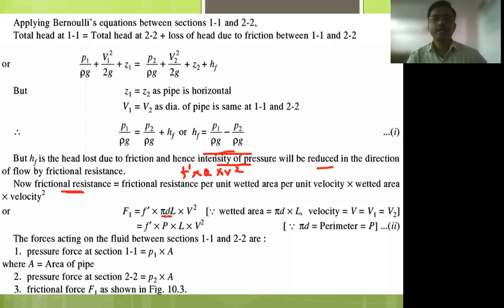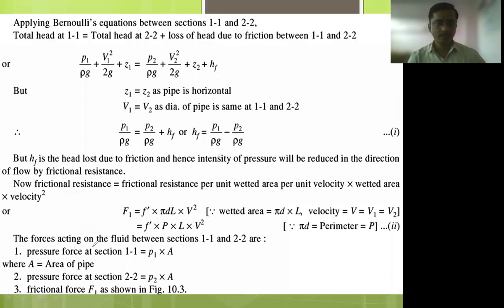F dash into pi d L. What is this pi d L? Wetted area. Pi d is the perimeter, the wetted perimeter. If we multiply it by the length, we get the wetted area. Pi d L into V square, velocity square, I will write here. So F dash into pi d, which is the perimeter, I will write here as P, and L V square as it is.